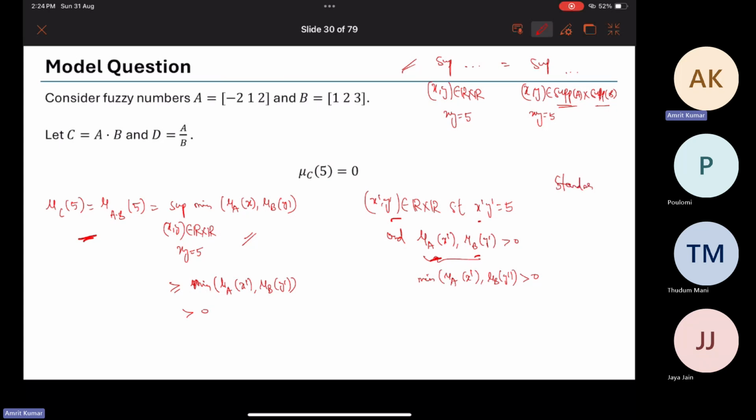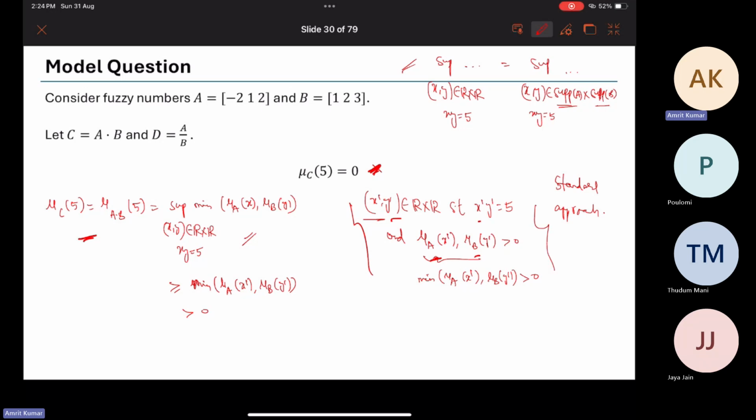You should be able to think like this, right? You want to see if this is true. And this is not true if you're able to find such a pair x dash comma y dash such that these things hold. So the first thing that should come into your mind is, can we find such a pair? If we can find such a pair, then of course this option is wrong. But if not, then maybe we'll have to do something extra to show that the membership of 5 in C is 0.